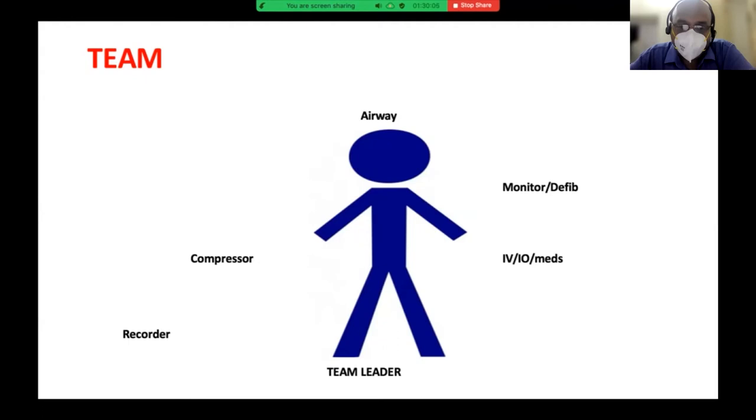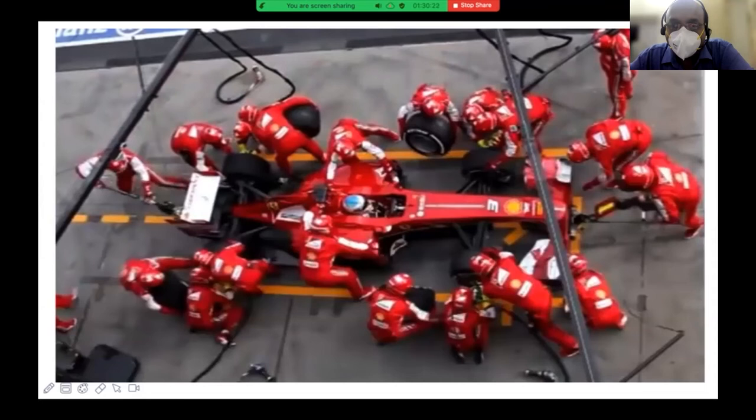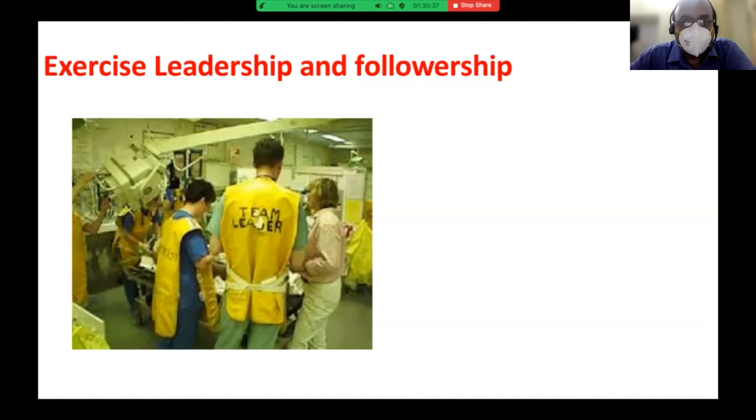But in our circumstances, it is very difficult to have such an ideal team. At least you need to have 3 people: airway, compressor, and a defibrillator person. Like the pit stoppers in Formula One, where they position themselves and do a perfect job, in a crisis situation in the medical field also we need to have that positioning so that we can precisely follow the crisis resource management principles. We should exercise leadership and followership.